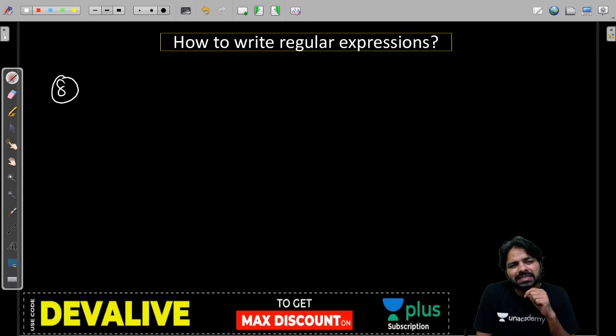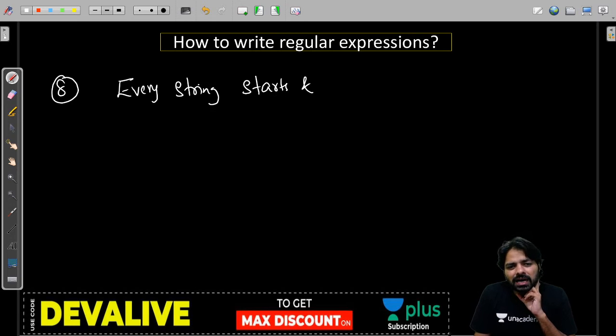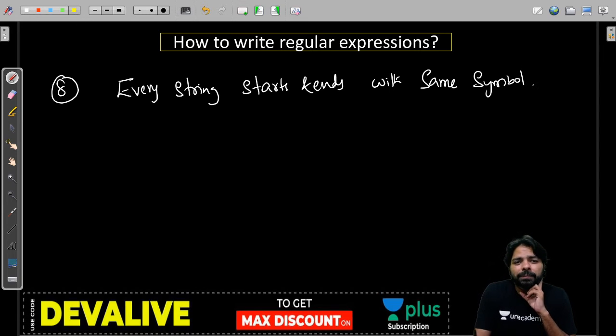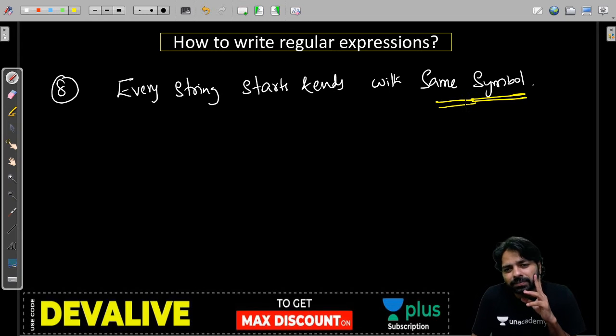Starting and ending with same symbol. The symbol is not specified, but he wants it. This is common, so just assume we are talking about every string. Directly I will write the condition. Every string starts and ends with the same symbol. With the same symbol, remember that. Underline the word, the people who make the mistake. Symbol. With the same symbol.